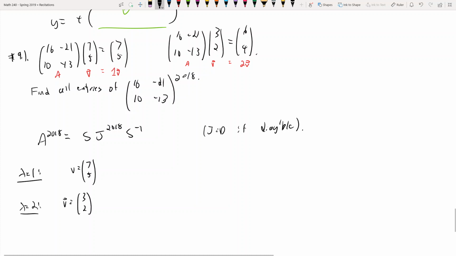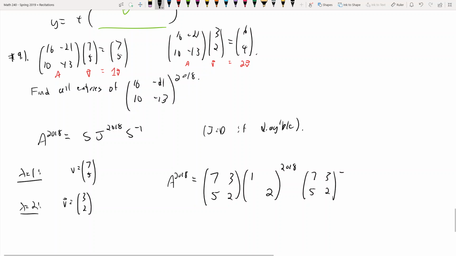Okay, so now what? Now I have all my eigenvalues and all my eigenvectors, so I can piece it together. So now I know that A to the 2018 is equal to [7, 3; 5, 2] times, all right, (7, 5) goes with 1, (3, 2) goes with 2, raised to the 2018, and now I need to find [7, 3; 5, 2] inverted.